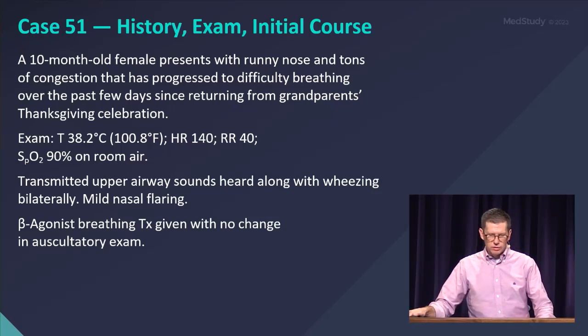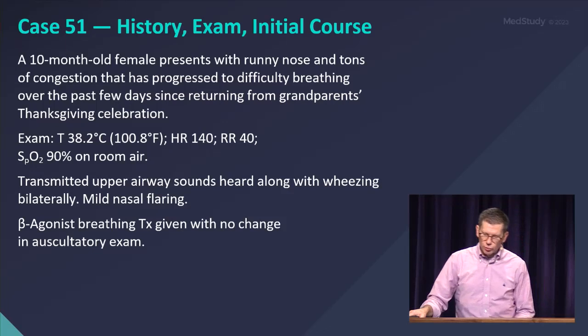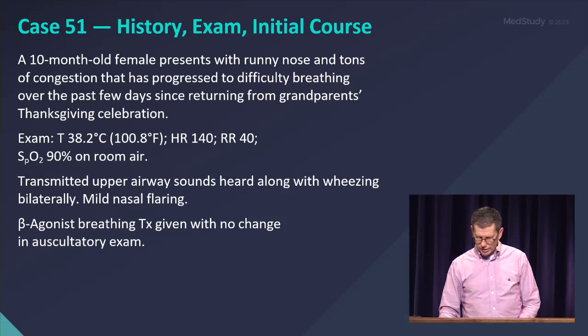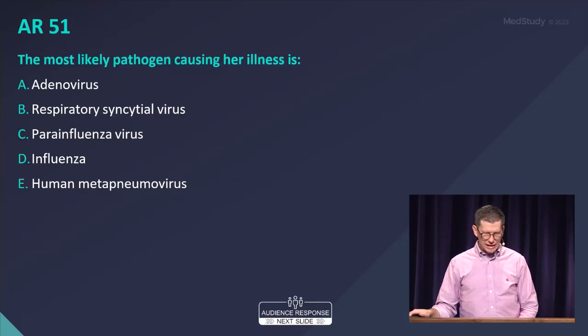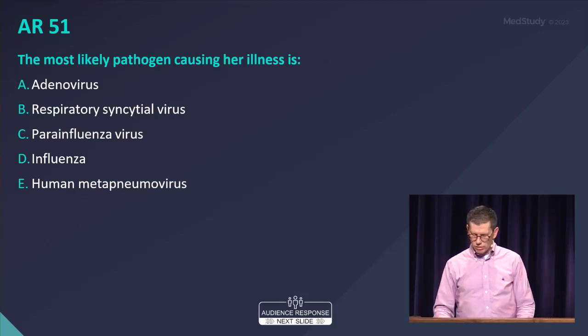Case 51. A 10-month-old female presents with runny nose and tons of congestion that has progressed to difficulty breathing over the past few days since returning from grandparents' Thanksgiving celebration. The exam shows a temperature of 100.8, a heart rate of 140, respiration is 40, SpO2 90% on room air. There are transmitted upper airway sounds heard along with wheezing bilaterally. There is some mild nasal flaring, and a beta agonist treatment is given with no change in the auscultatory exam. The most likely pathogen causing this child's illness is what? A. Adenovirus, B. RSV, C. Parainfluenza virus, D. Influenza, or E. Human metapneumovirus.